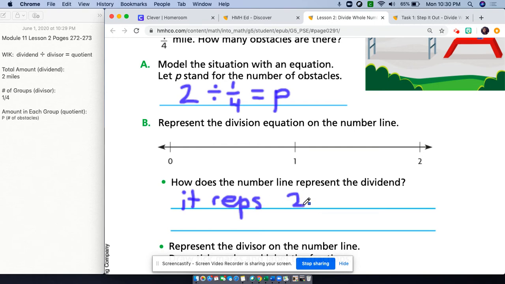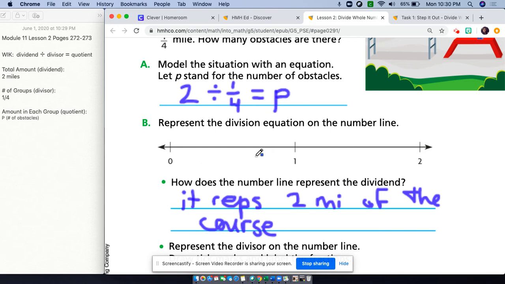2 miles of the course. Okay, if you want to give a more full answer than that, you may. It's just very difficult for me to write on here with the mouse pad.